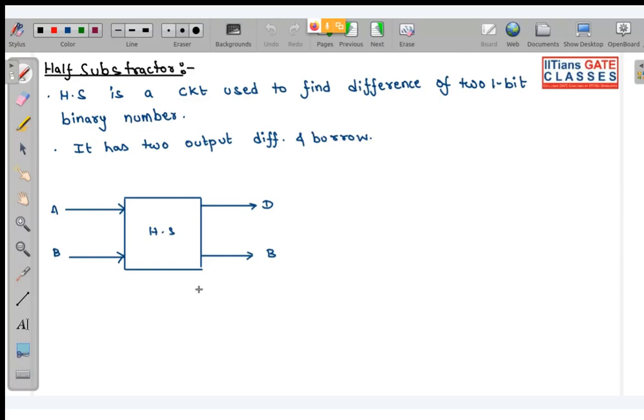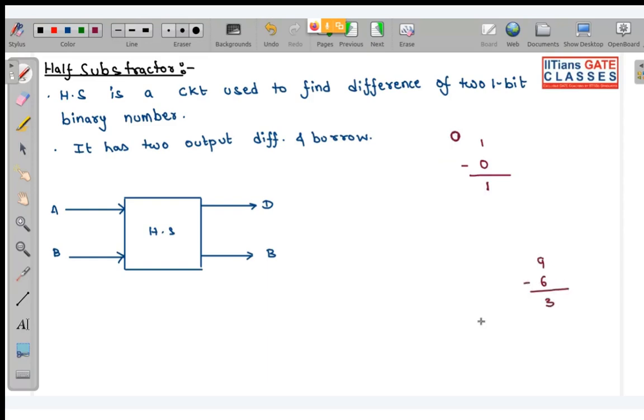Half subtractor circuit is basically used to find the difference between two 1-bit numbers. Like if I do 1 minus 0, what will this be? 1, with a borrow. So here borrow is there, okay, not carry. Like if you want to do 9 minus 6, this will be 3.